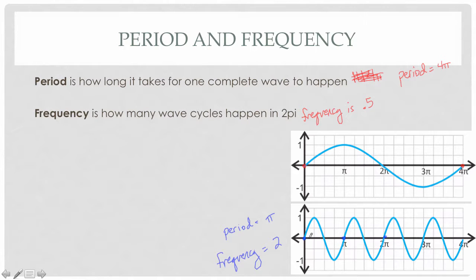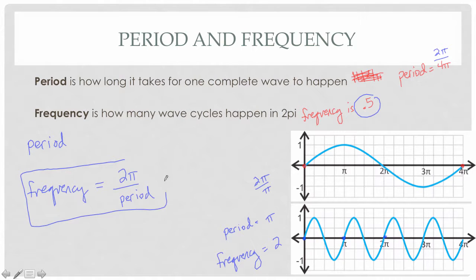All right, so what do we have with that? We know the period. The frequency, how much it happens, is equal to 2 pi, which is one full lap around the circle, divided by whatever the period is. So there's a relationship between frequency and period. Here the period was 4 pi, so 2 pi divided by 4 pi, we saw the frequency is 0.5. If the period was pi, we did 2 pi divided by pi. The pi's divide out, and the frequency is 2. So this relationship between frequency and period is a helpful one to understand as you're working with trig functions.